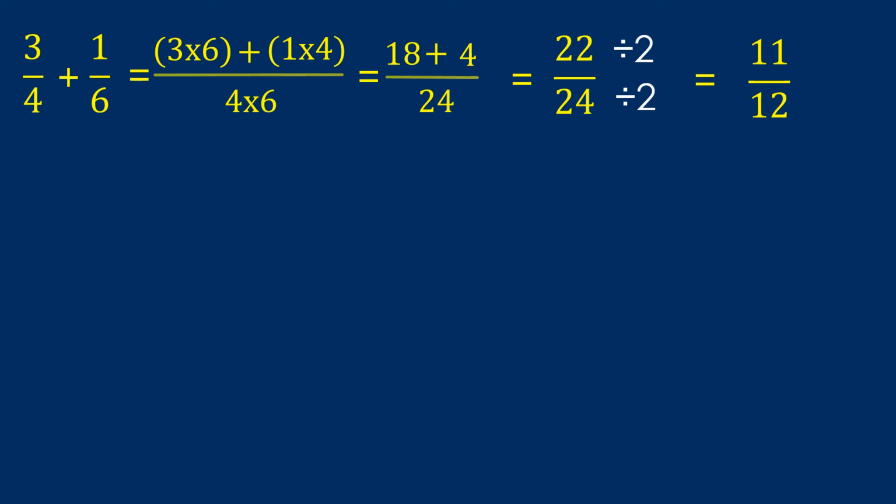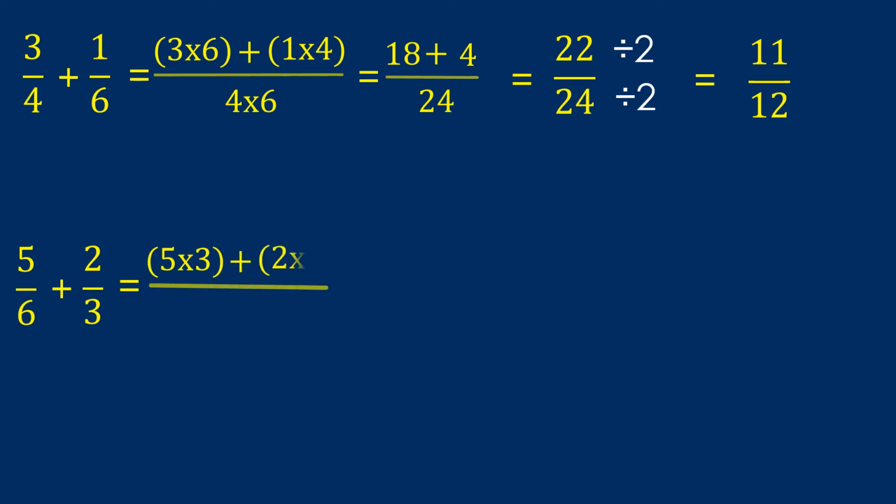Second example is 5/6 plus 2/3. See, the denominators are not the same. So first multiply 5 by 3 diagonally. Then multiply 2 by 6 diagonally. Next, multiply the denominators 6 by 3. 3 times 5 is 15. 6 times 2 is 12. And 3 times 6 is 18. Now, you have to add 15 and 12 to get the numerator. 15 plus 12 is 27 and the denominator is 18. So, the answer is 27/18.